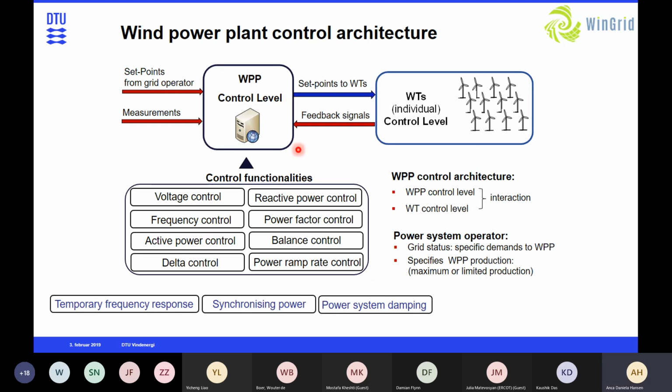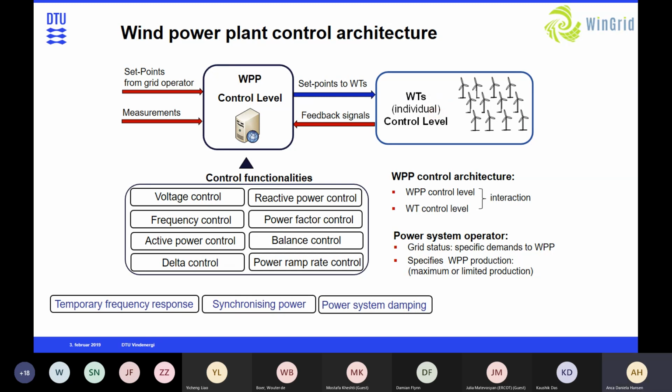This is a wind power plant control architecture. It consists of a wind power plant control level and a wind turbine control level, and these two interact with each other through a set of signals, power set points, and status feedback signals in order to provide relevant grid support. And here the wind power plant controller is also getting information about the available power of the wind turbines.